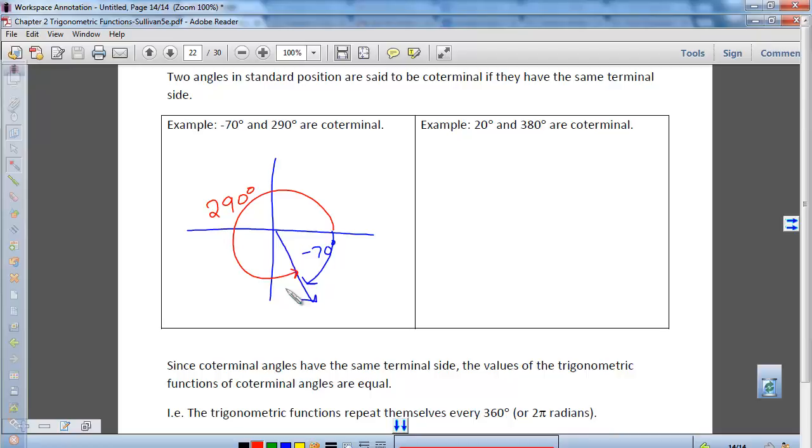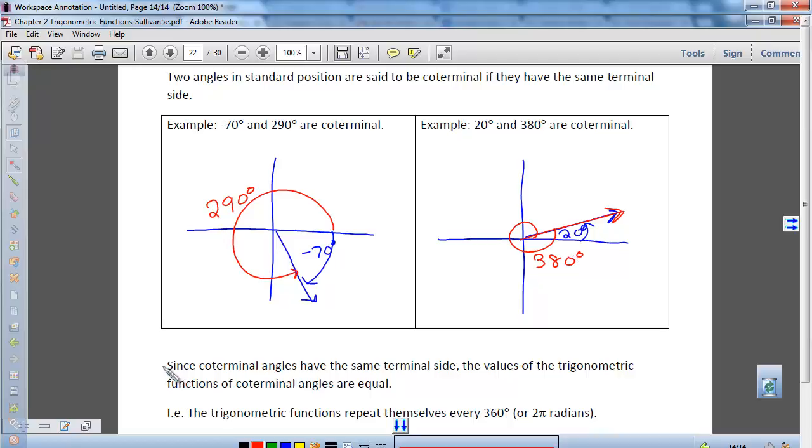All right, 20 degrees and 380 degrees. We're in quadrant 1. 20 degrees might be about here. And then 380 degrees is going to go around one full time and then 20 more degrees. So it would be here as well. Okay, 380 degrees. They are coterminal. All right, coterminal angles differ by 360 degrees or 2 pi.